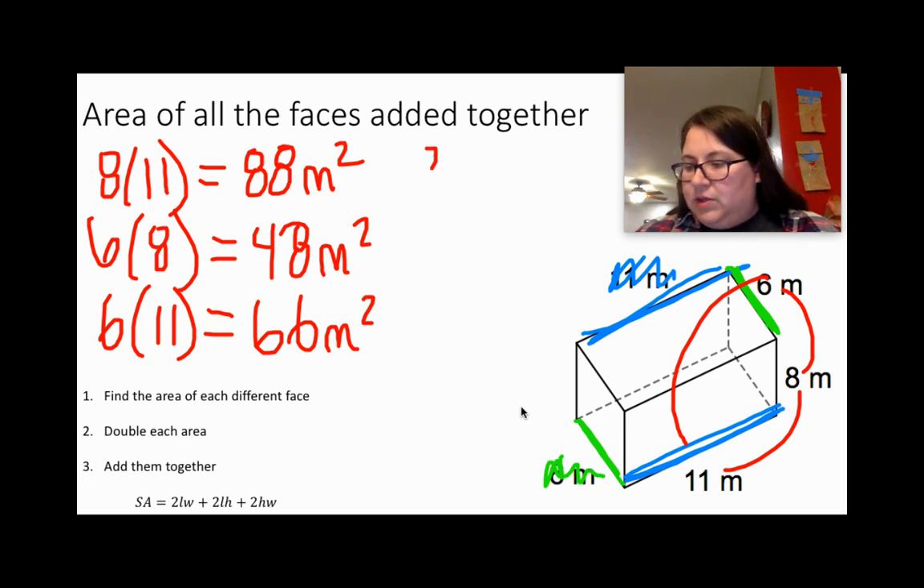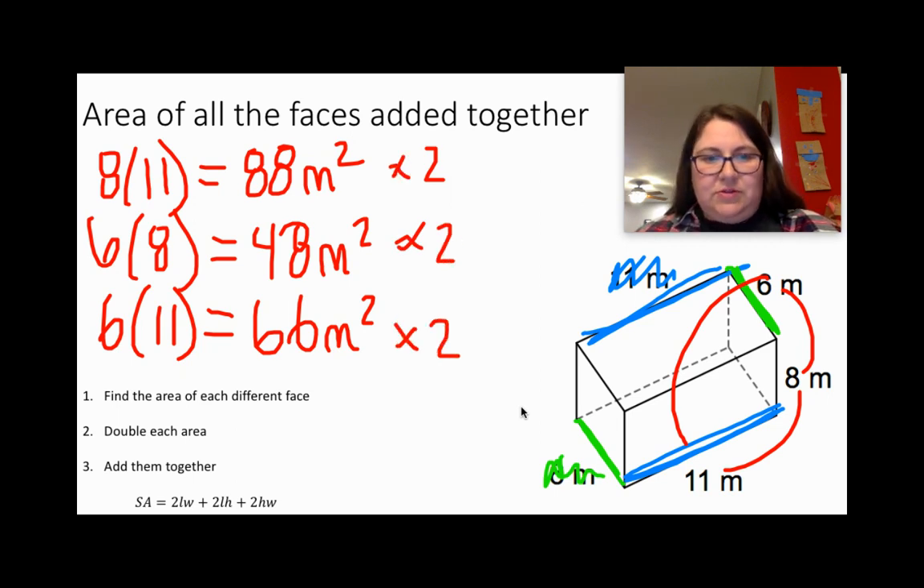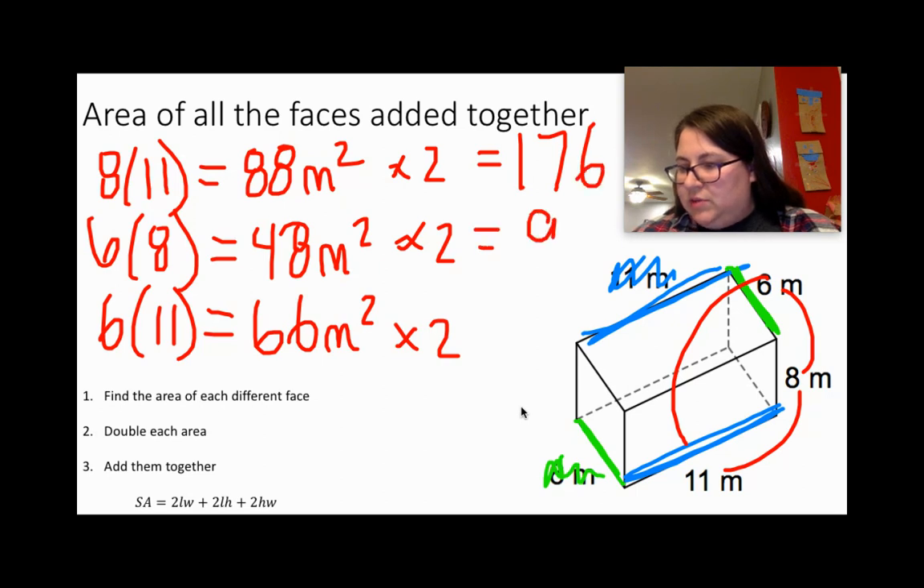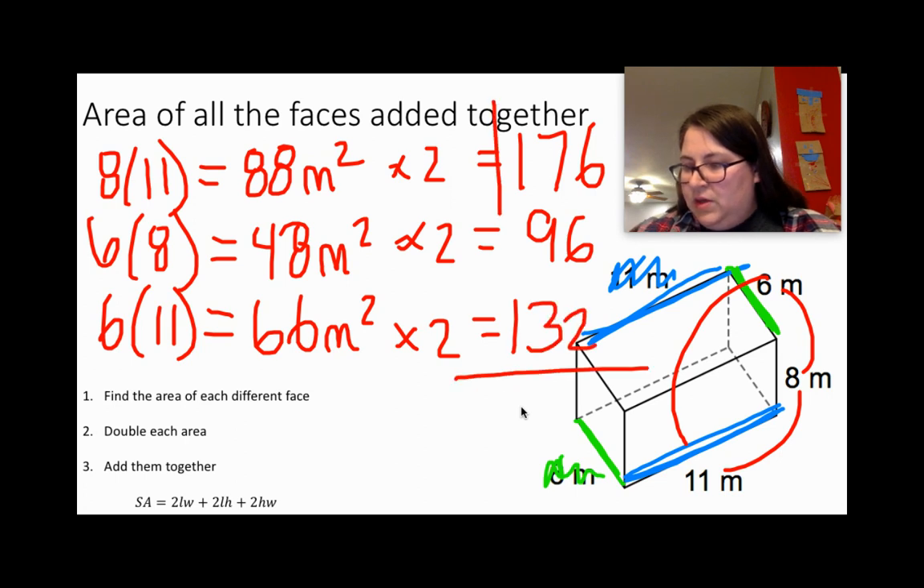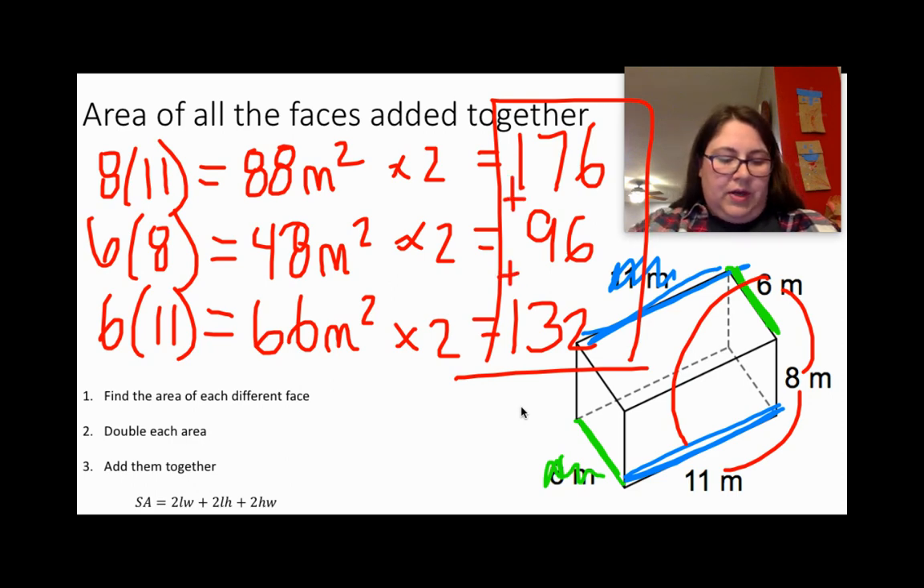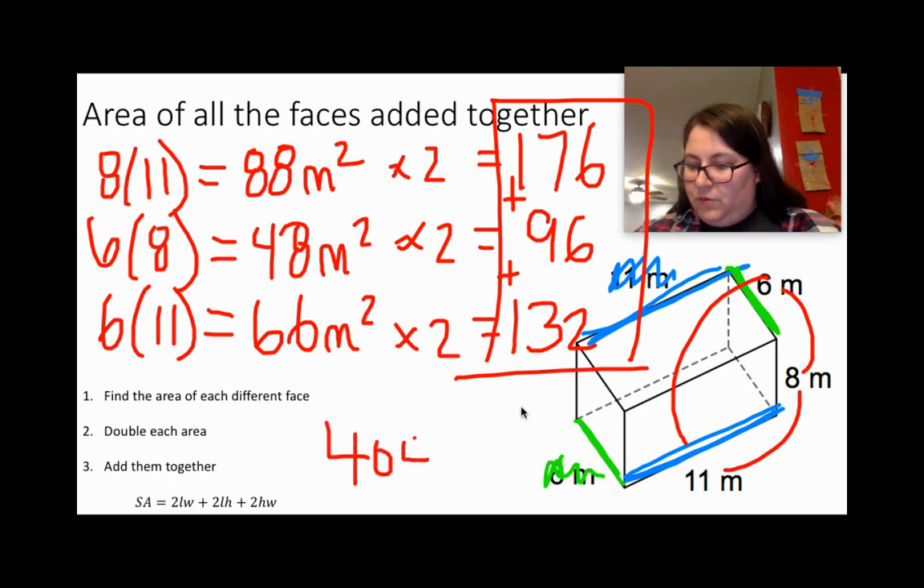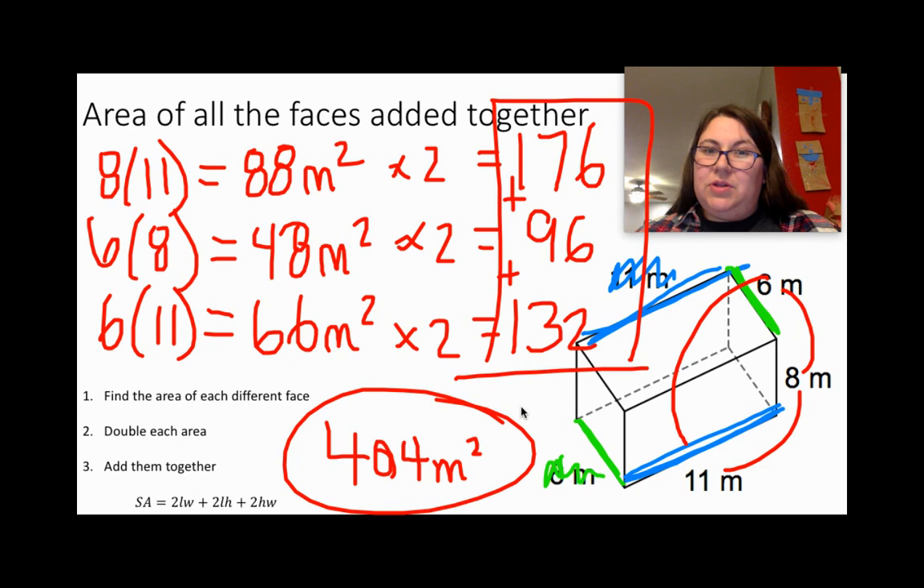Now what we're going to do is we're going to double them all, multiplying them all by 2. Sorry, that's not an X, those are times signs. So multiplying them all by 2, 88 times 2 is going to be 176. 48 times 2 is 96. And 66 times 2 is 132. And we're just going to add then those doubled areas together. So we've got 176 plus 96 plus 132 gives us 404 meters square.